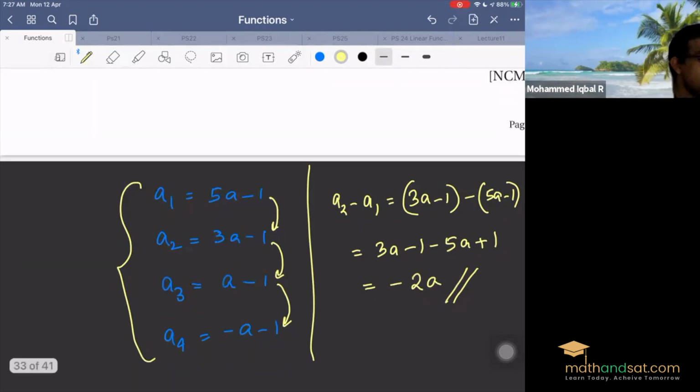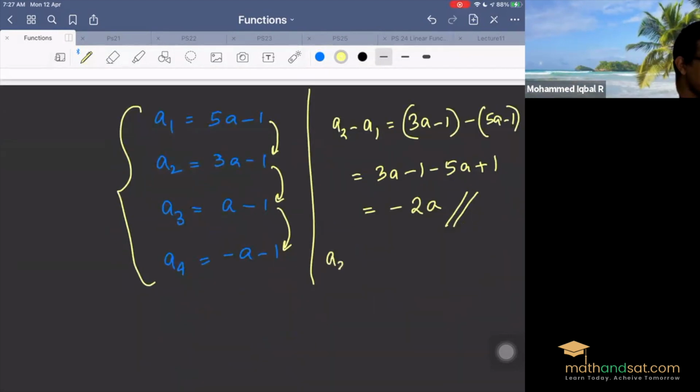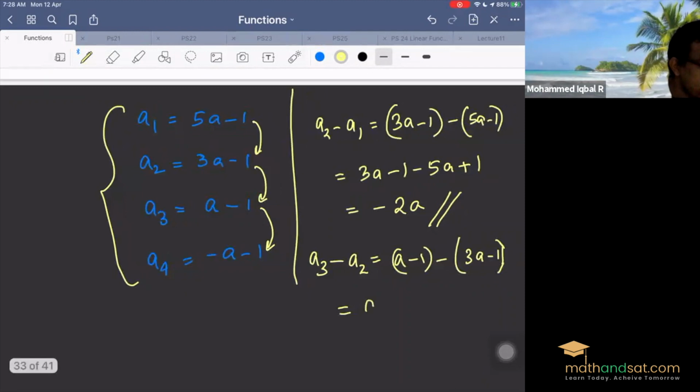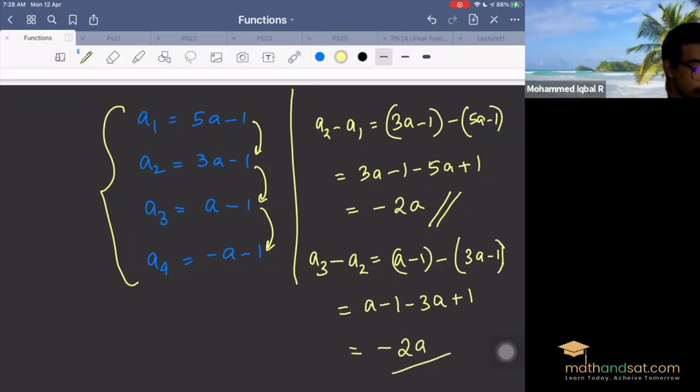Now similarly, going from a2 to a3, the difference between a3 and a2 is a minus 1 minus (3a minus 1). This is a minus 1 minus 3a plus 1. The 1 gets cancelled. Again, you have minus 2a.